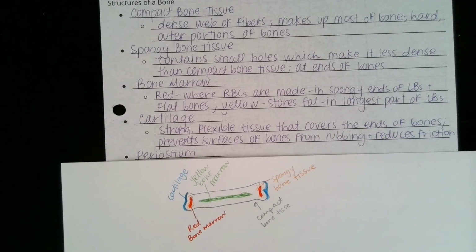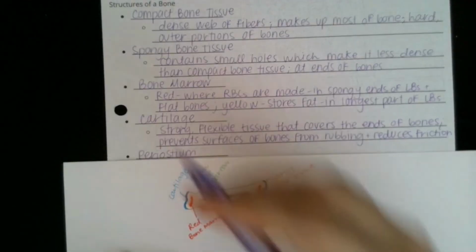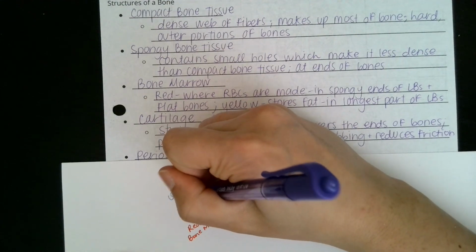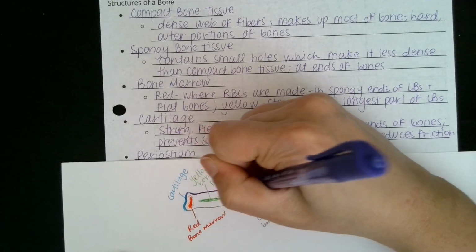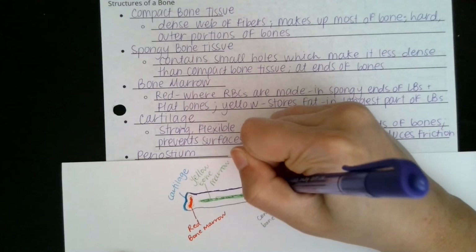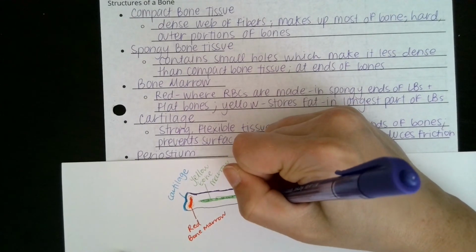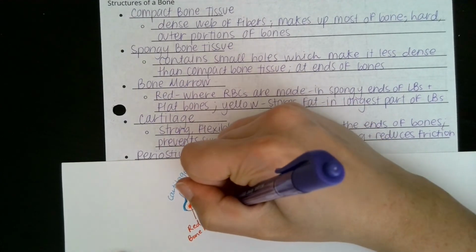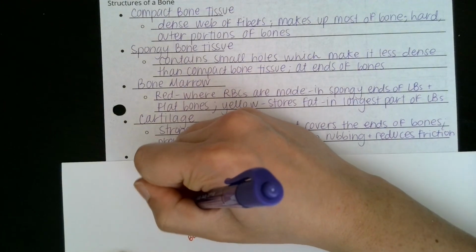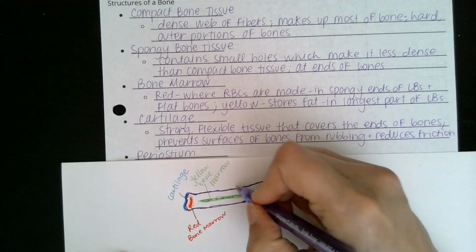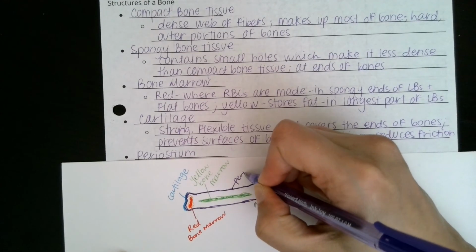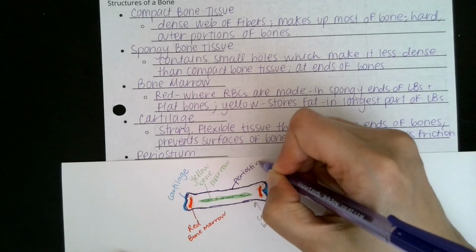I'm going to scoot it up so you guys can see my little drawing here. So let's go ahead and draw your periosteum around the outside of the bone. It's under the cartilage, right? So it's just on the outside of the bone. I'm going to label it here, periosteum. Hope I spelled that right.